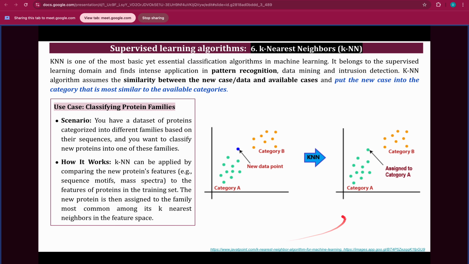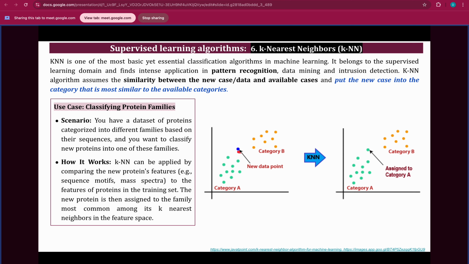Then comes k nearest neighbors. Here also we will simply look for the distance. It tries to identify patterns and the similarity of the new data that you want to classify into already available classes. You will find the similarity of the new point to the available cases, so that you can put the new case into the most similar category. In this figure, the blue dot represents the new data point, and you have categories A and B. You will calculate its distance from both categories. We will find the distance of the nearest points from both category B and A.